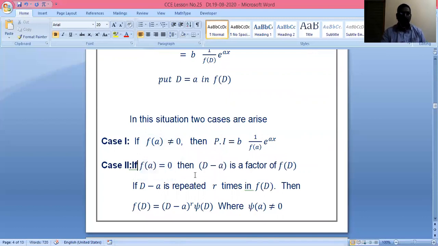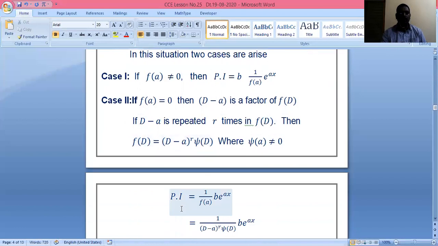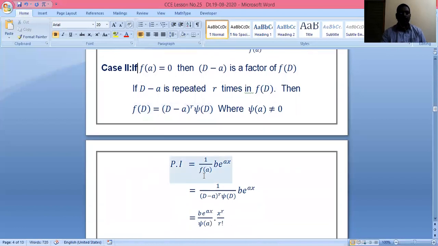Case 2: if f(a) = 0, then D - a is a factor of f(D). If D - a is repeated r times in f(D), then f(D) = (D - a)^r psi(D), where psi(a) is not equal to 0. PI = 1/f(D) b e^(ax), that is equal to 1/((D - a)^r psi(D)) b e^(ax).